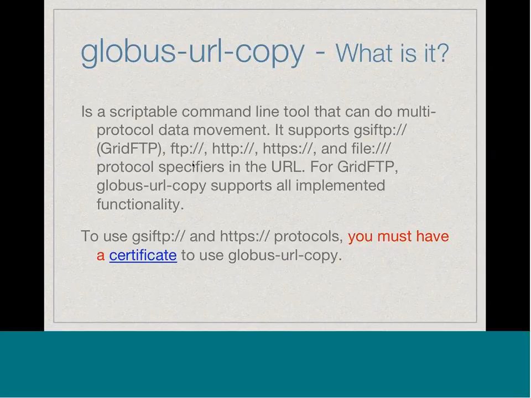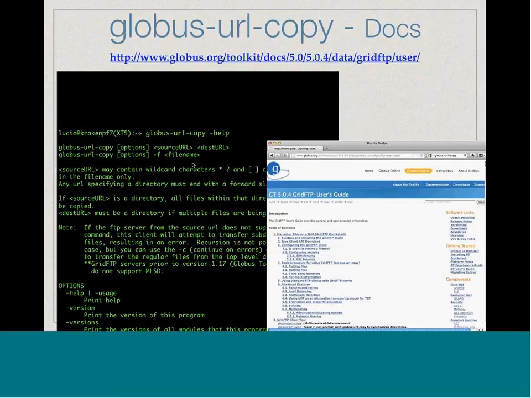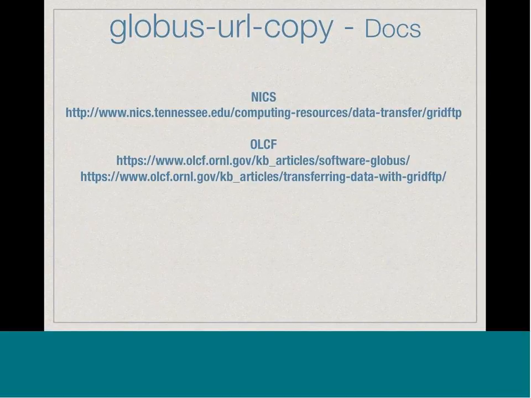I think we have one of the stricter security guidelines of the National Labs because we're a department. Okay, so see how this works. On all our systems, Kraken, Titan, our cluster, you can type the command and then type help, and that will get you the options. So that's what's displaying on the screen. Also, the Grid FTP user's guide has a lot of information that explains what you get when you type help for these command line tools.